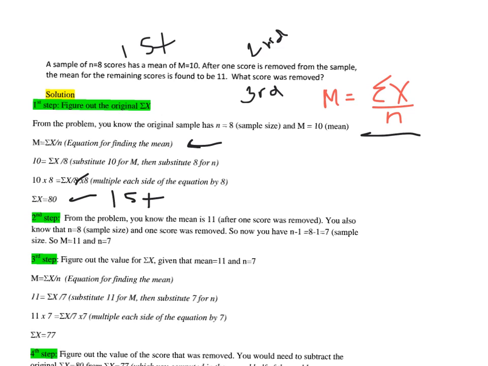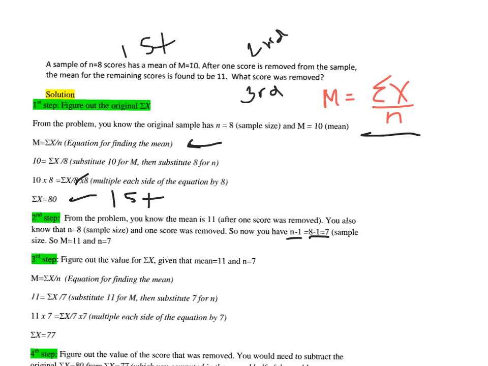Then for the second step, we have the second sentence, which is: after one score is removed from the sample, the mean for the remaining scores is found to be 11. So now we're going to take our problem, and we know the mean is 11 because one score was removed. But we also have to think about the fact that we do have one score removed. That's going to change our value of n. We're no longer going to have 8 as our value of n, but 8 minus 1, which equals 7. So now the mean is equal to 11 and n is equal to 7. Our next step is to figure out the value for the sum of x, given that the mean is 11 and our sample size is 7.